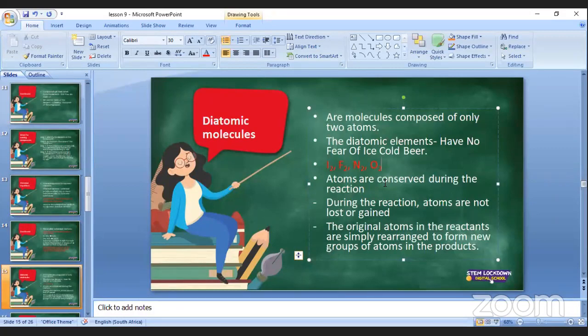The original atoms in the reactants are simply rearranged to form new groups of atoms in the product. Remember that when hydrogen, which is a gas, reacts with oxygen, which is a gas, they give us a new product, which is a liquid, water. So what's happening to the atoms? They are getting rearranged. Are we clear, grade 9s? Thank you very much.